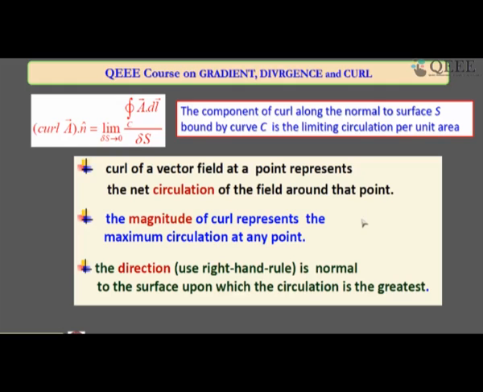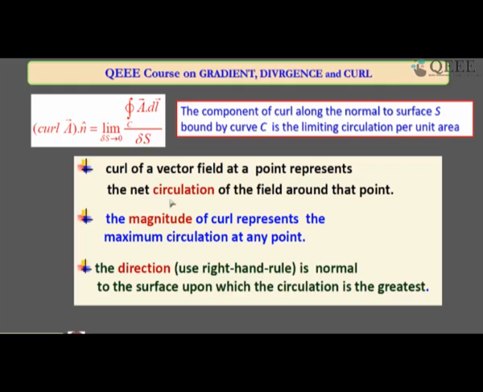Let us look at some important aspects of curl. First point, curl is a vector field. If you go back, gradient was a vector field. Divergence was a scalar field, not a vector field. And curl is a vector field, which means at every x, y, z, you can define a curl vector. It can be different or the same at different points, that doesn't matter.